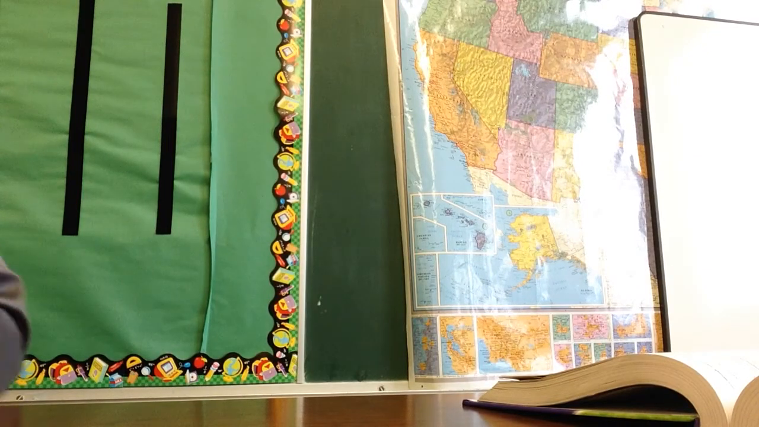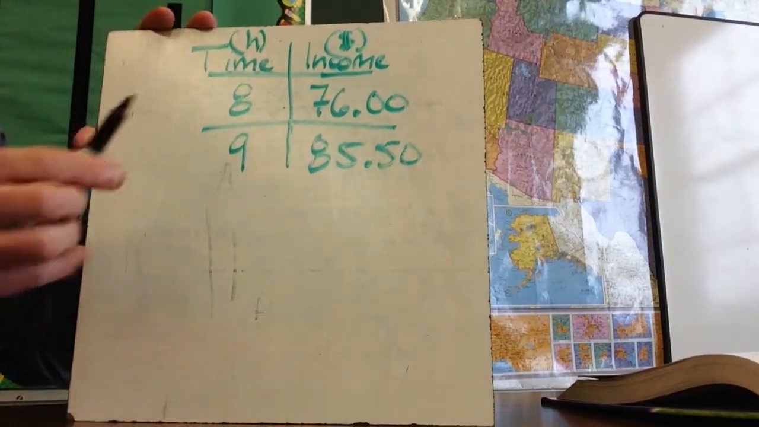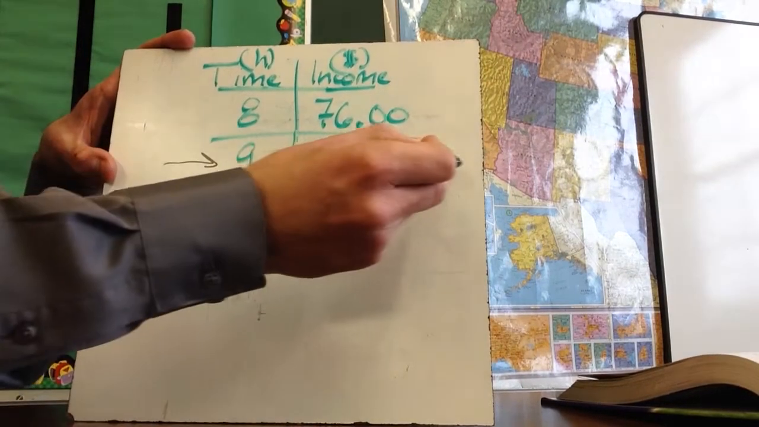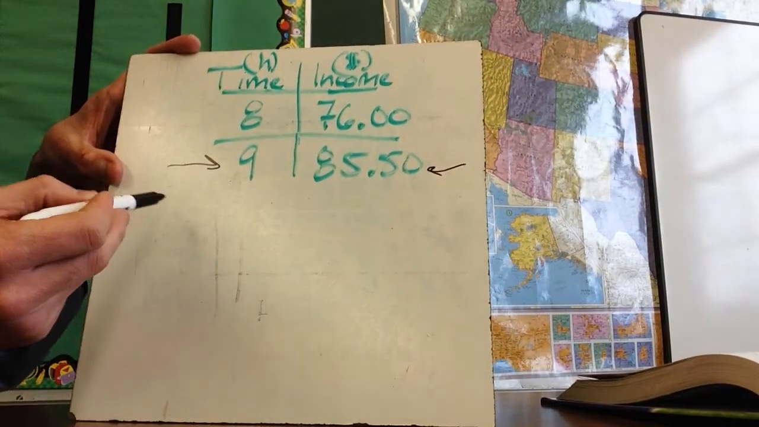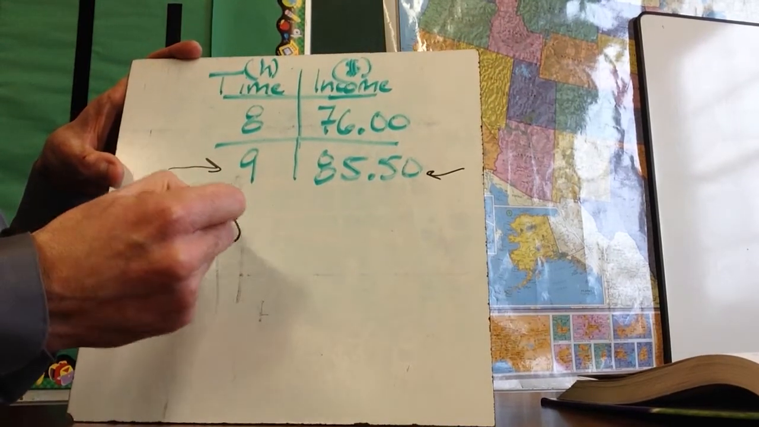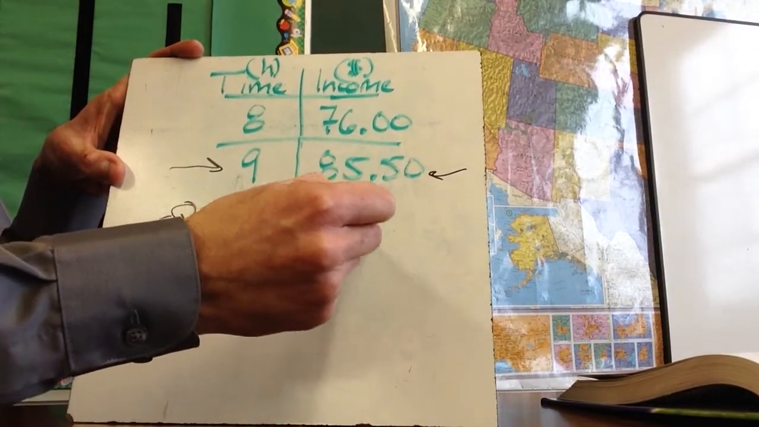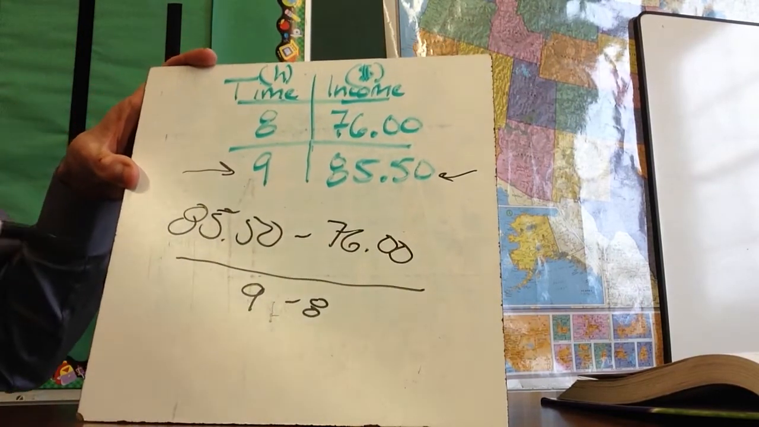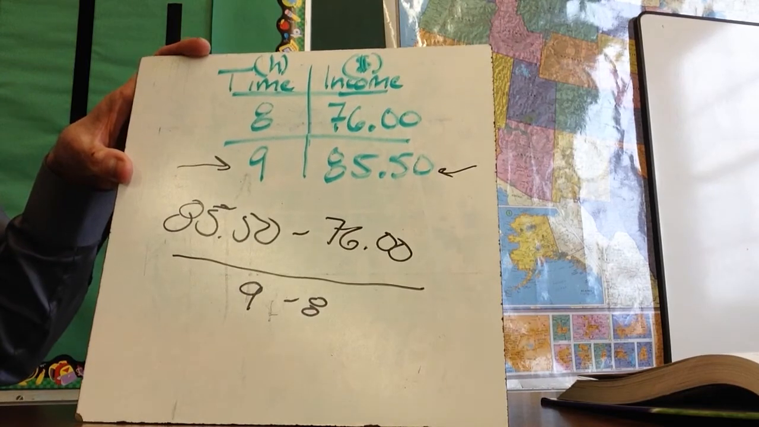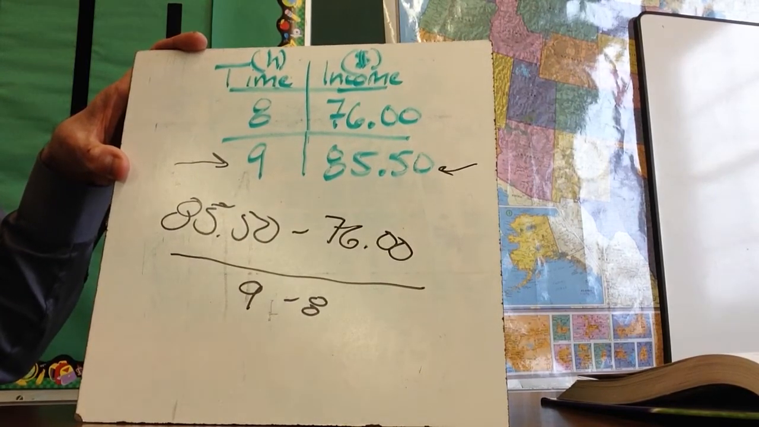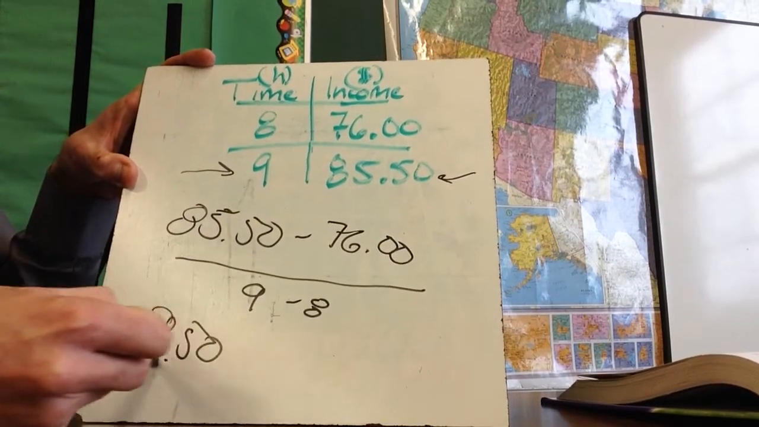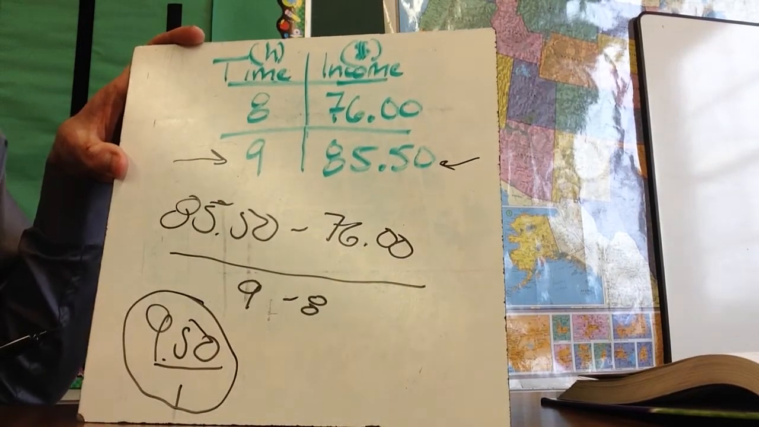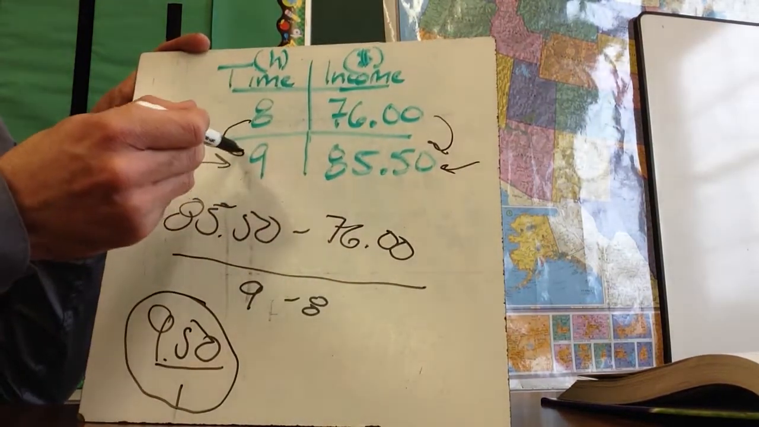Another example might be in talking about salary. And so we're looking at hours worked compared to money that is earned. And so this becomes, I'm going to subtract this point from the first one. So this is going to be 85.50 minus 76.00, over 9 minus 8. And so this becomes, let me make sure I'm doing the math right, 9.50 over 1, which means that this person is earning $9.50 per hour. So for every hour they work, they make another $9.50, and that's the difference there to there.